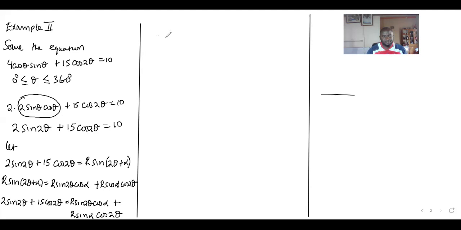2 cos alpha. This is not a 2, madam. This is R. Okay. It is R cos what? Alpha. It is equal to what on the other side? What is the coefficient on the left-hand side? On sine 2 theta. 2. It is equal to 2, equation 1.